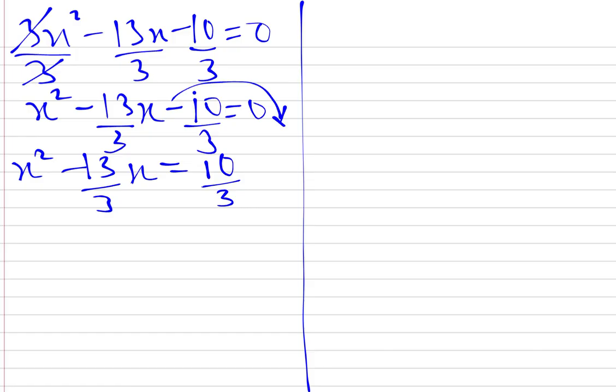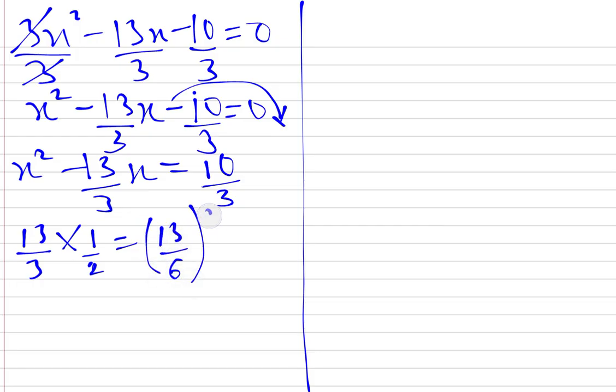So then now we have the square of half of 13 over 3. So I will have 13 over 3 times 1 over what? Over 2. 13 over 3 times 1 over 2. That will give us what? 13 over 6. Then I will square it. So I will add this value to both sides.